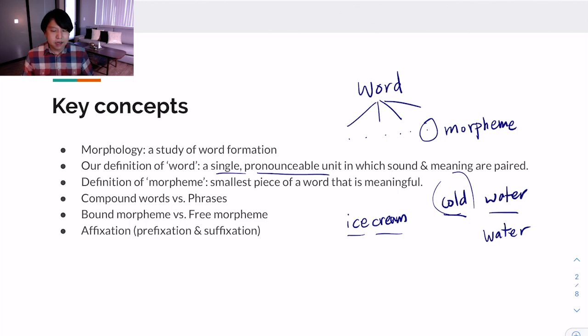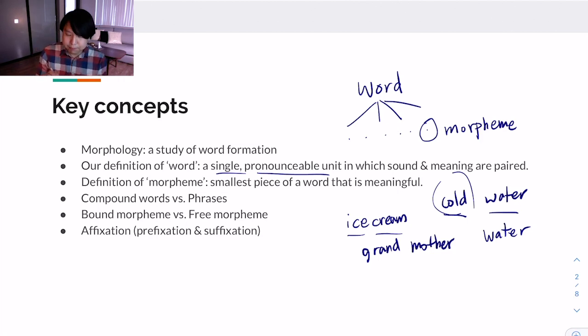Compound words are sometimes hyphenated, or sometimes they are written with a space. Sometimes they don't have a space, like grandmother. It does not have a space in it. It's a single word, but it used to be a compound word because it's a compound of grand and mother. But it's not a phrase, because we're not talking about a mother who is grand. Grandmother is a different concept. It's a mother of mother or mother of father.